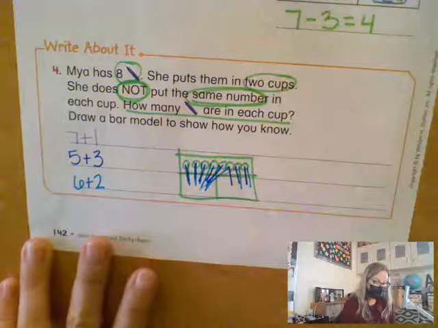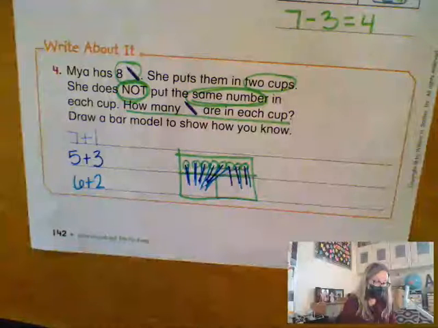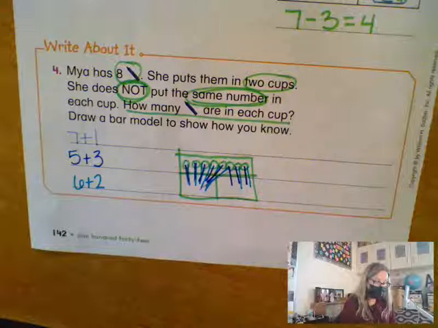7 and 1, 5 and 3, 6 and 2. She can't do 4 and 4 because 4 and 4 would give her the same amount, and it said they were different amounts. I think that's all she could do, right? No. 'Cause 4 and 5 make 9.